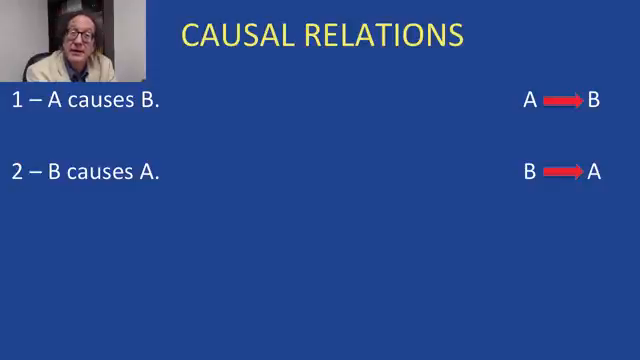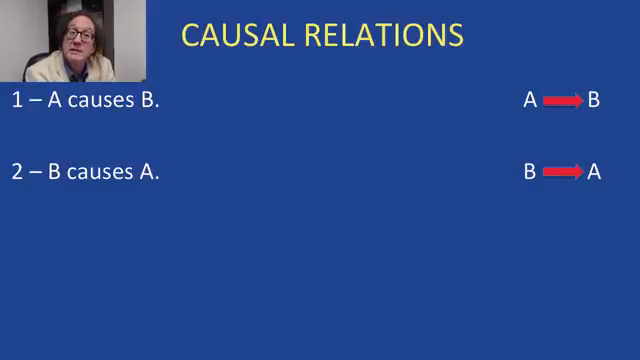Second possibility is that B causes A, because the correlation is symmetrical. If A is correlated with B, B is correlated with A. And then we don't know whether A causes B or B causes A. But those are two different possibilities, and we'll have to see how to distinguish them in a minute.